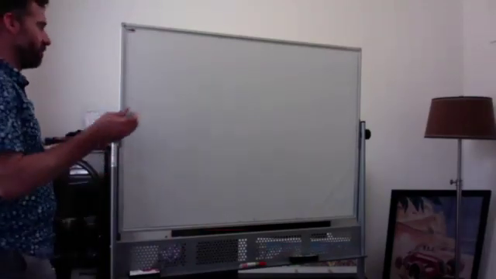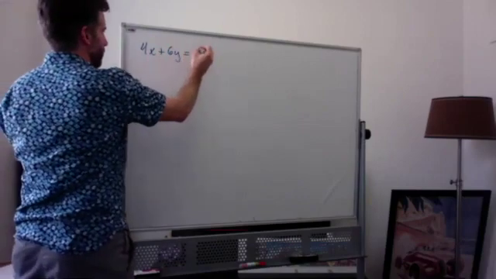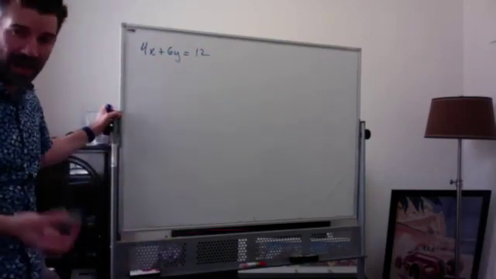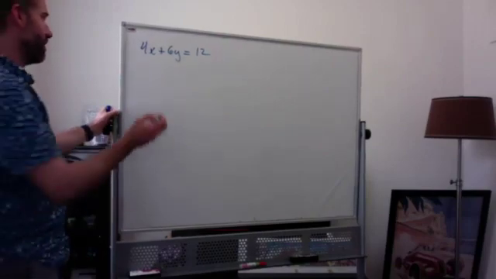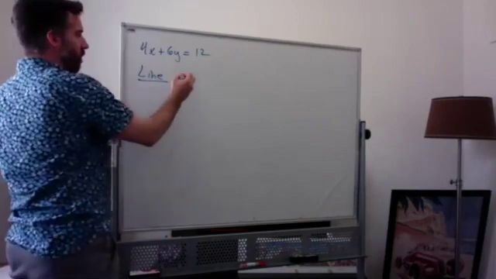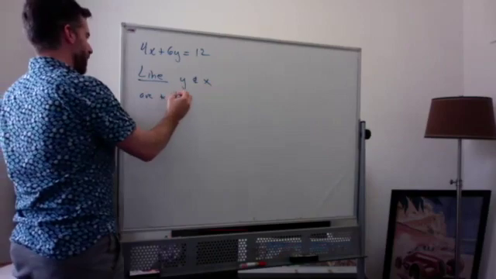So let's look at this first one. We're going to graph 4x plus 6y equals 12. You could solve for y if you wanted to. You do not have to. We recognize that this is a line because both y and x are to the first power.